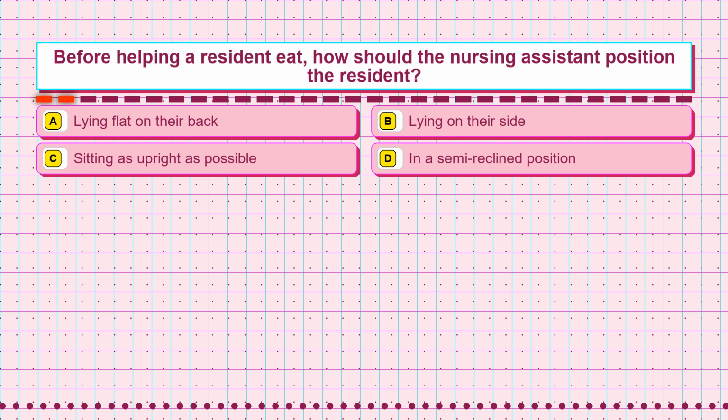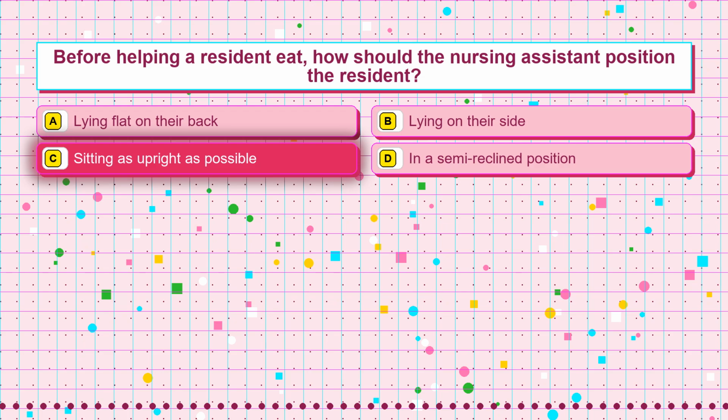Question 67. Before helping a resident eat, how should the nursing assistant position the resident? Option A, lying flat on their back. Option B, lying on their side. Option C, sitting as upright as possible. Option D, in a semi-reclined position.